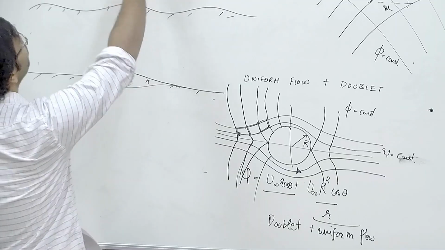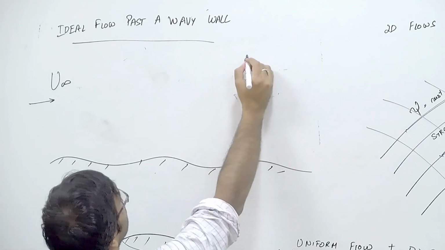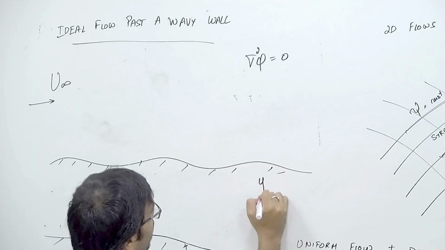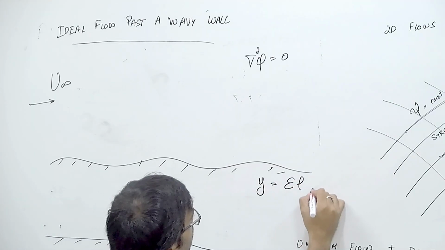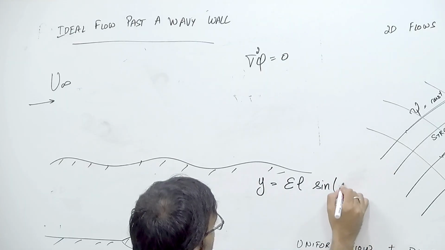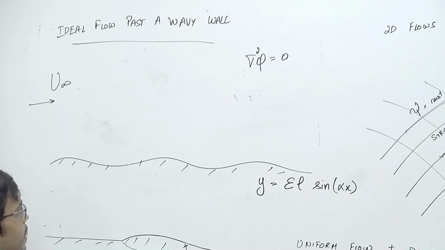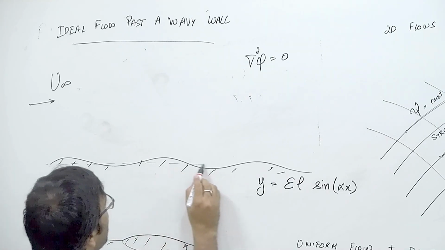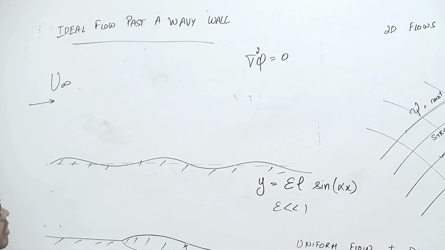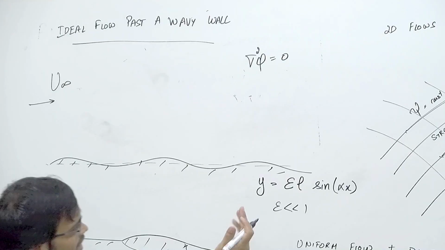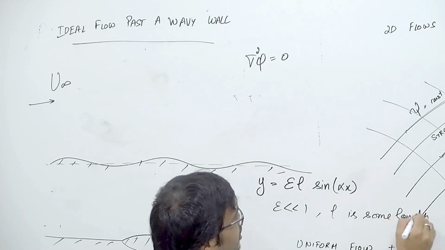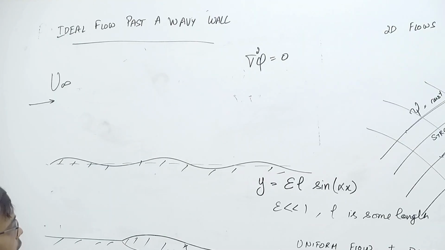Of course, all of this we are looking at in 2D. The governing equation is del square phi equal to 0. This wavy wall is defined by y equals epsilon L sine kx, or let's call it alpha x. I'm not taking very large waviness in the wall. I'm just saying that the waviness is very small, so epsilon is much less than 1, and L is some length scale, just so that epsilon is a dimensionless quantity.